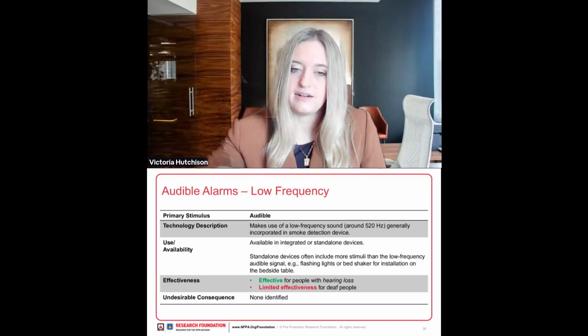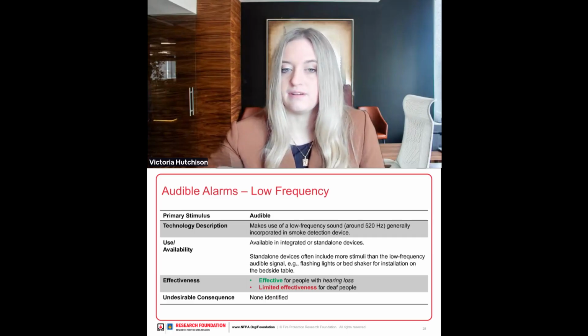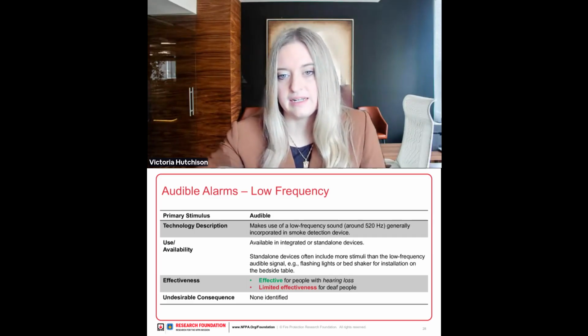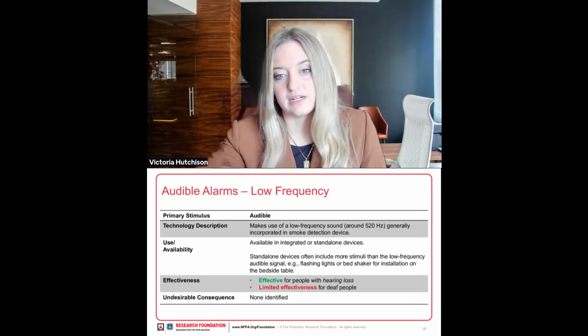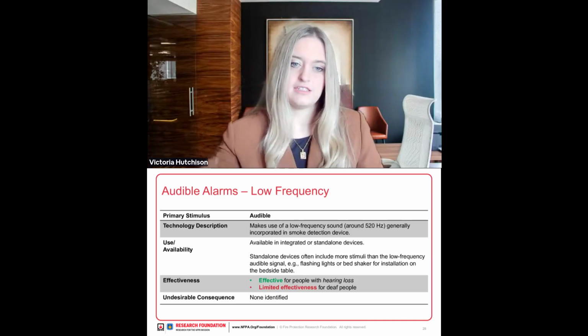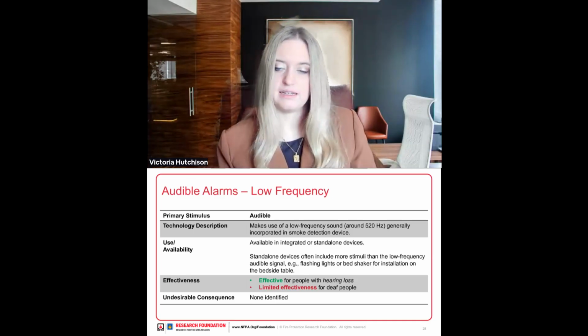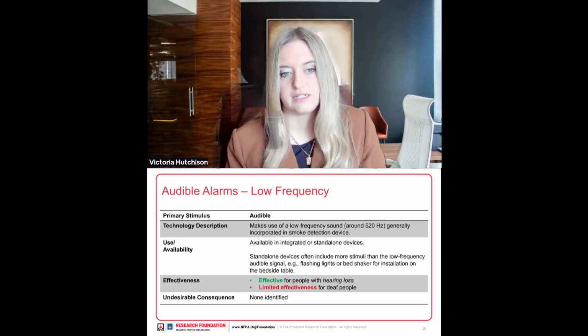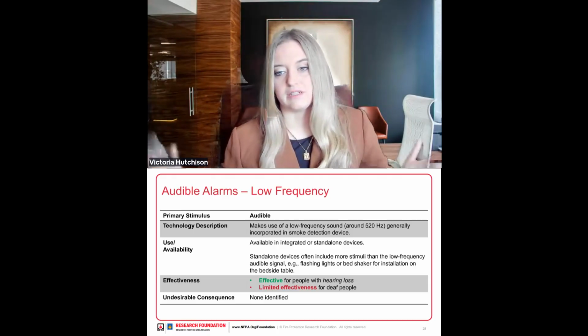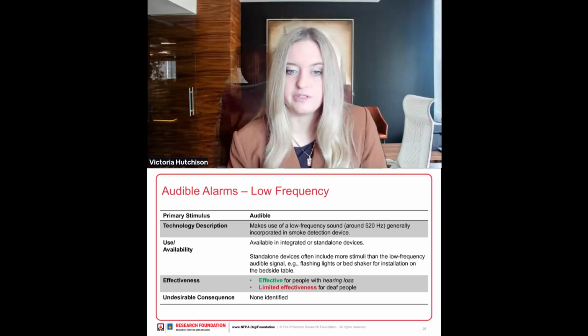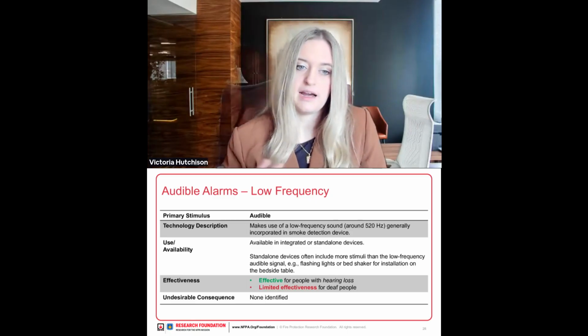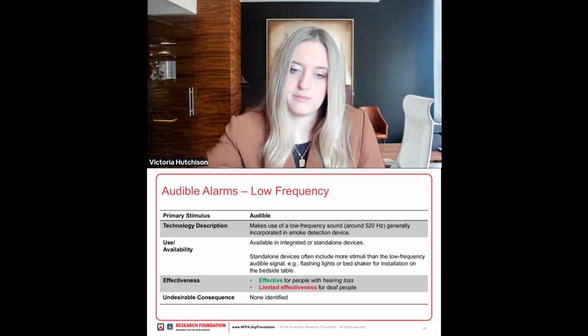Again, for those that are deaf, the effectiveness is fairly limited, but it is a significant improvement over the high frequency tone for that population. Generally speaking, what you'll see in the research results is that it's much more broadly applicable to all populations, and we're not seeing much undesirable consequence as a result of the use of that tone.